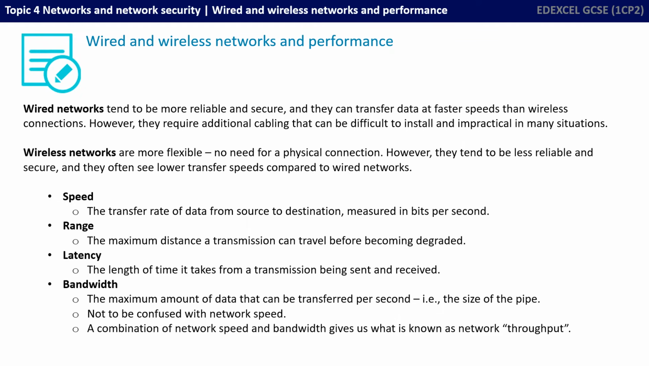Make sure you're aware of the 4 terms you need to understand for the performance of network speeds. That's speed, range, latency and bandwidth, and the difference between them.